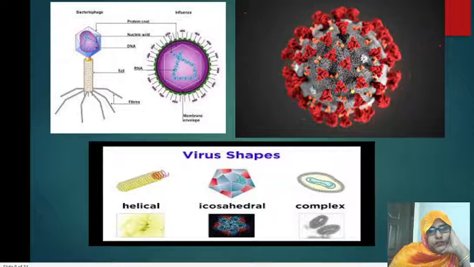Here are different shapes of viruses. You can see here this is a basic structure of a virus. This is another structure of a virus, but it is an enhanced structure. The center of this is taken out and then discussed. This is basically the structure having spikes on its surface.